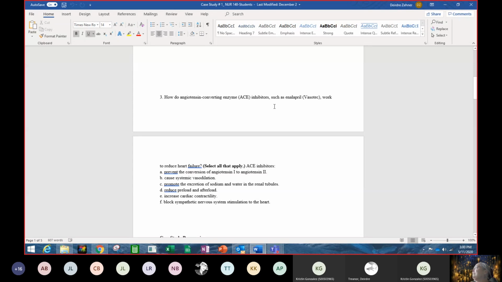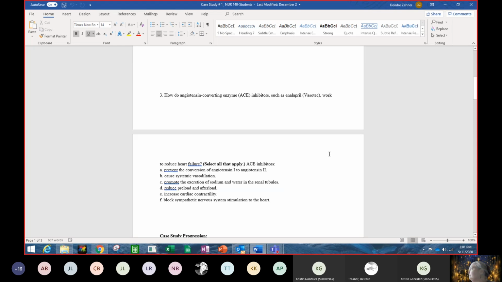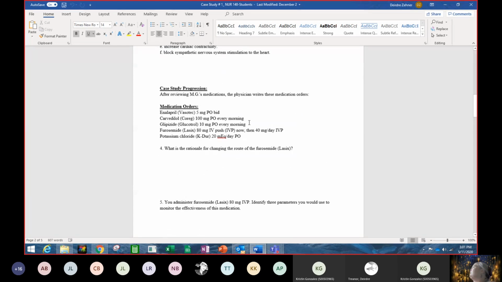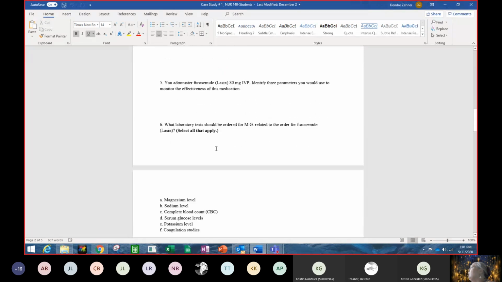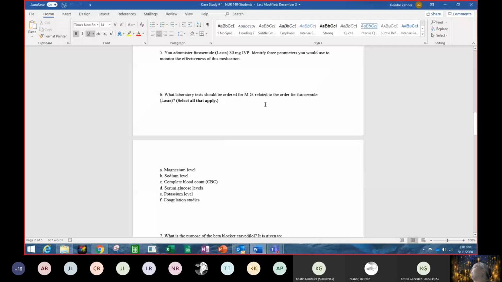How do angiotensin converting enzymes work to reduce heart failure? This is a multiple choice question. Select all that apply. What is the rationale for changing the route of the furosemide, Lasix? You administer furosemide. Identify 3 parameters that you would monitor. What lab test should be ordered for MG related to the order for furosemide? Okay.